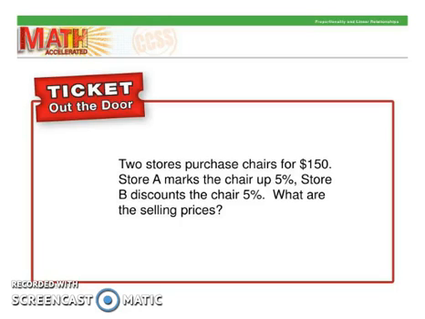So the question you're going to be asked at the end of the lesson is, if two stores purchase chairs for $150, store A marks the chair up 5%, store B discounts the chair 5%. What are each of their selling prices? So let's talk about finding selling prices.